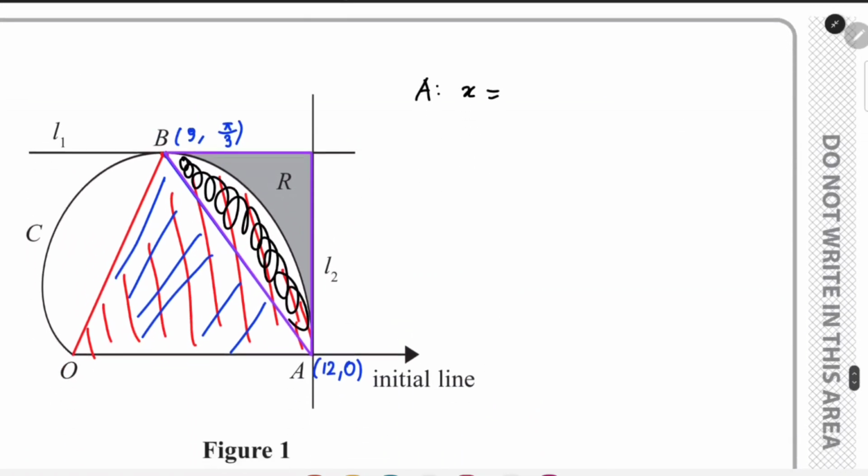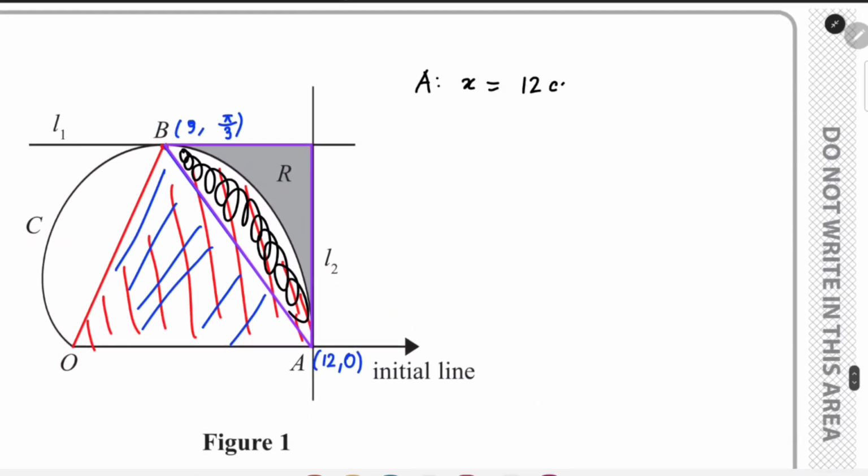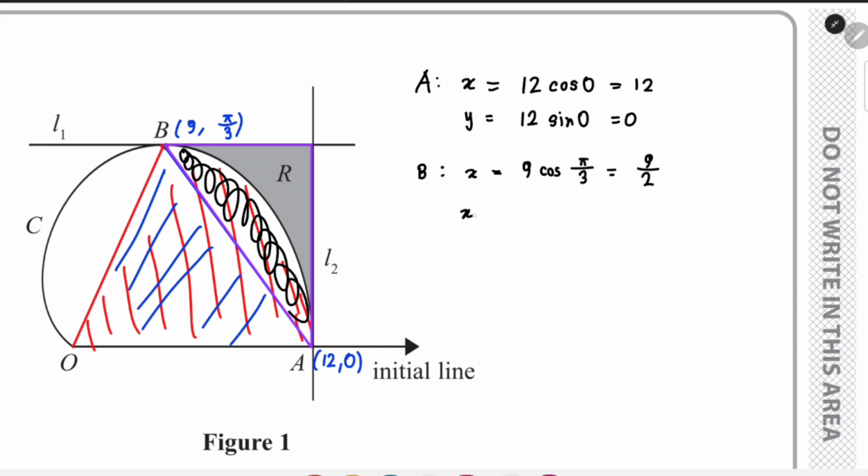So the x coordinate of A is 12 cos 0, which is 12. The y coordinate is 12 sine 0, which is 0. For B, the x coordinate is 9 cos pi by 3, which is 9 over 2. And the y coordinate is 9 sine pi by 3, which is 9 root 3 by 2.